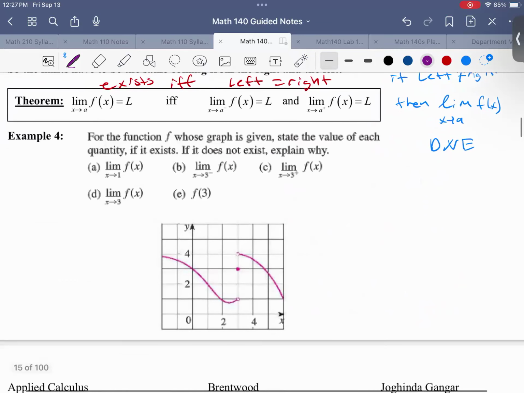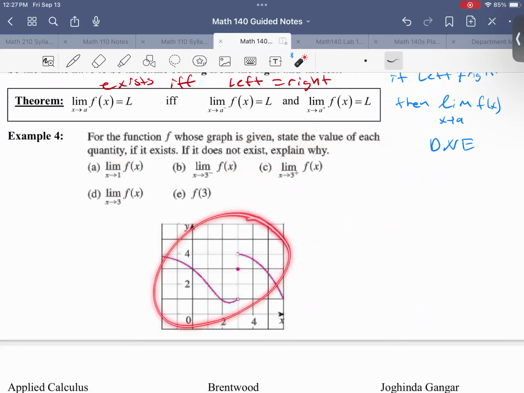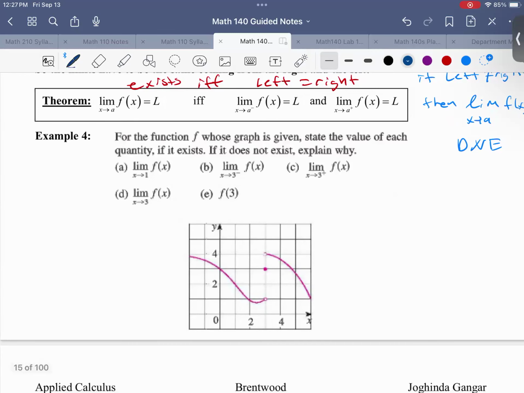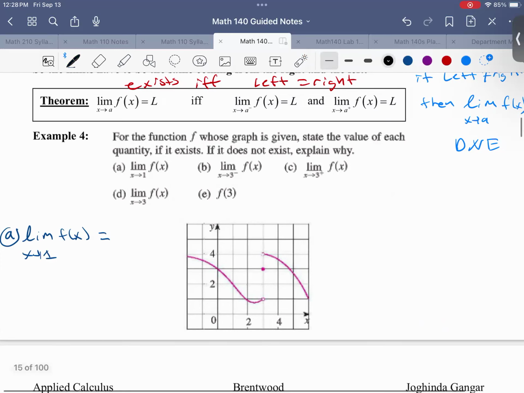So for a function whose graph is given, we don't know exactly what it is. State the value of each quantity. If it doesn't exist, explain why. Okay, so if we look at this graph here, we don't really know what it is, right? Let's go through these one by one. So for A, this is the limit as x approaches 1 of f of x. So I'm approaching 1, right? Here's 1. What does that limit look like it is? Looks like it's 2. So this limit would just be 2.